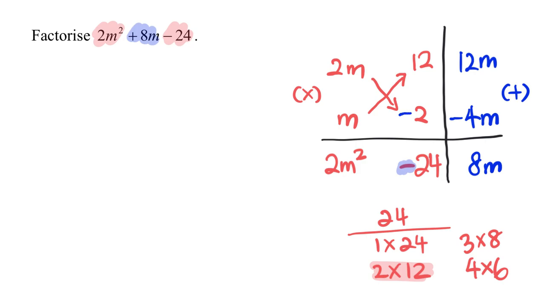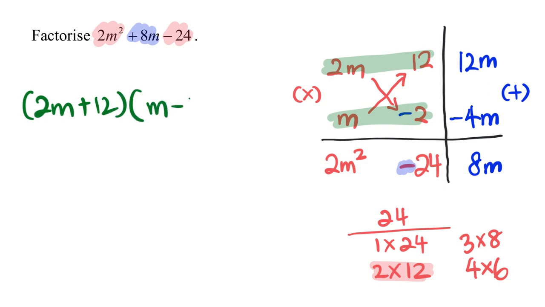And therefore, I've gotten my answer, 2m positive 12, m negative 2. So that would be the answer for this question, 2m positive 12, m negative 2.